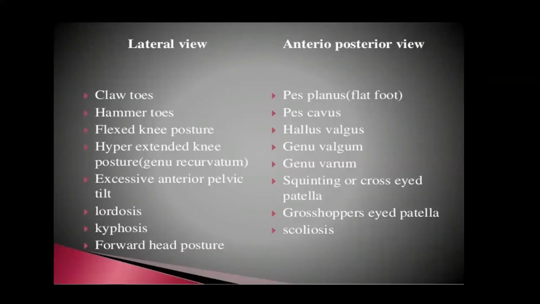These are some of the postural problems. When you see the person from the lateral view, from the side view, they may develop different kinds of postural problems, which can be seen from toe to head. In the toe region, you can see claw toes. Claw toes are nothing but curled toes. Then hammer toes, flexed knee posture, and hyperextended knee, which you can call genu recurvatum. Hyperextended knee means the knees are going backwards. Then excessive anterior pelvic tilt, lordosis, kyphosis, forward head posture.